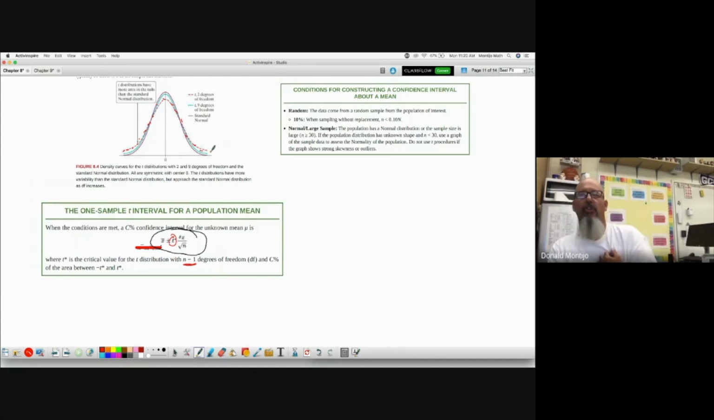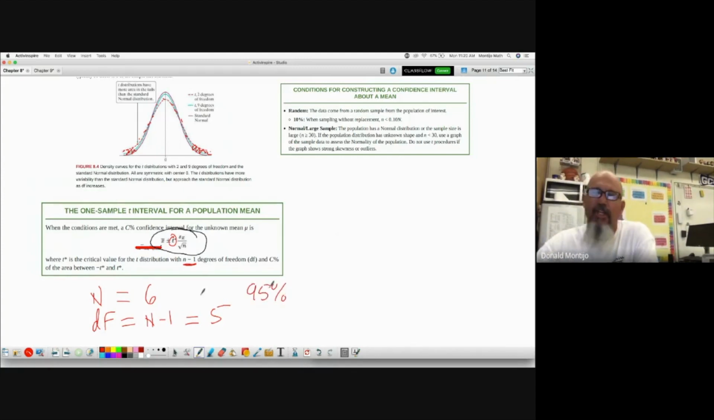The data certainly looks symmetrical. Absolutely does. However, since there's more area out here in these tails as n gets smaller and smaller, we're going to need another way to find those critical values or those star values in order to calculate our intervals. So let's say I want to do a problem where n equals 6. Well, that means that my degrees of freedom would be 5. And I want to be 95% confident.